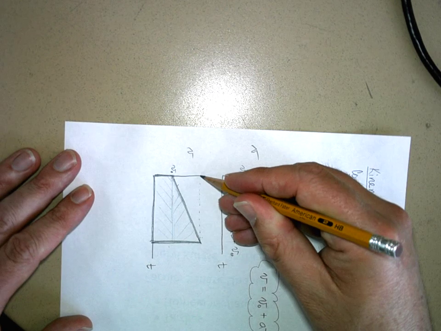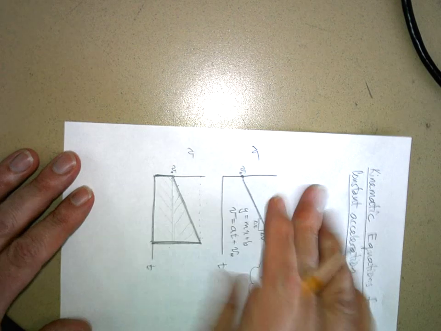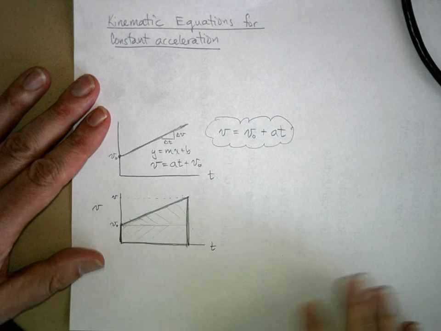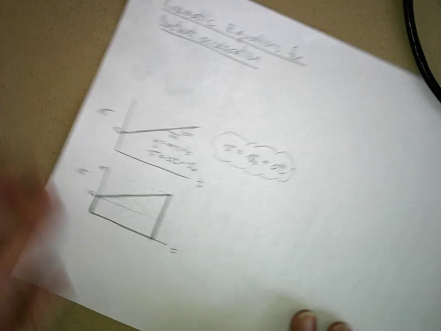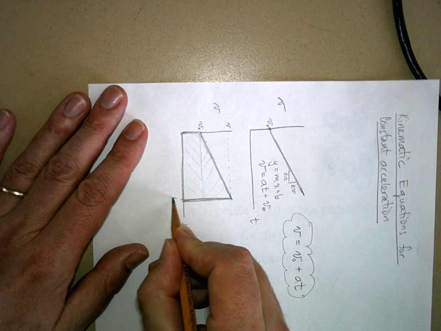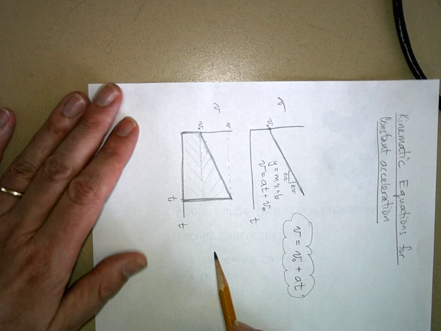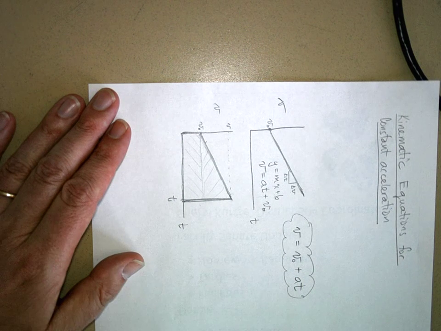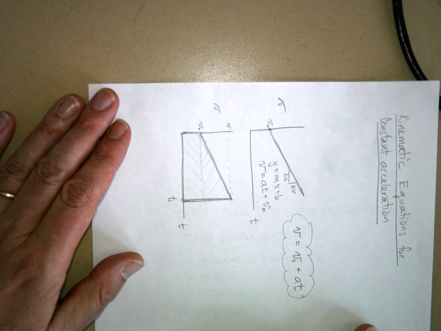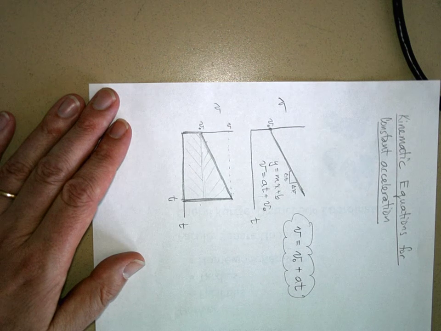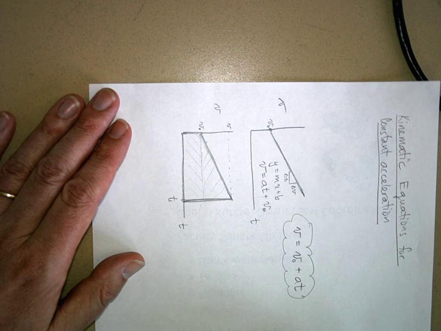So we'll bring that over here. And so this is the final velocity. And this time t, we'll call this our final time t. This is the height. So what you learn in geometry is that the area of a trapezoid is the arithmetic average of the base times the height.